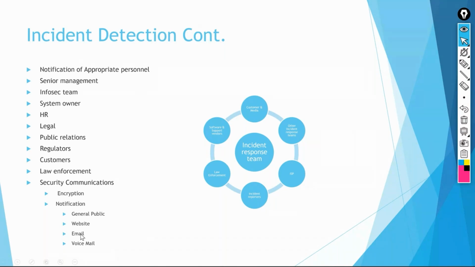You can notify the general public. You can post the incident recovery, what exactly the organization is doing to recover from the incident, on the website. You can also send an email or a voice email as well. So we need to inform the customer and media. We need to inform the internet service provider, the incident reporters, law enforcement, and the software and support vendors. All those people we need to involve when an incident is detected.